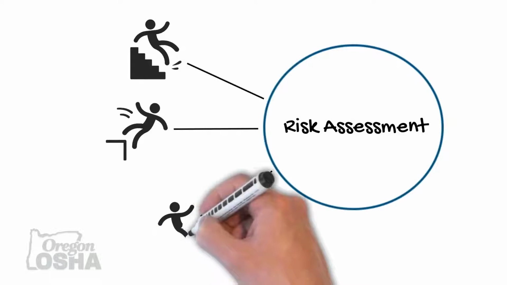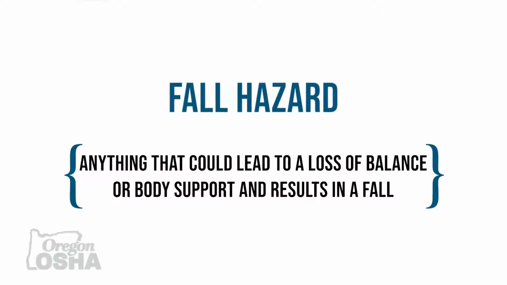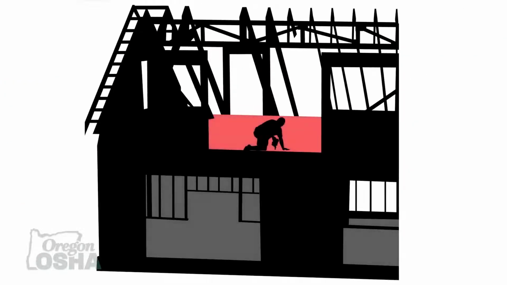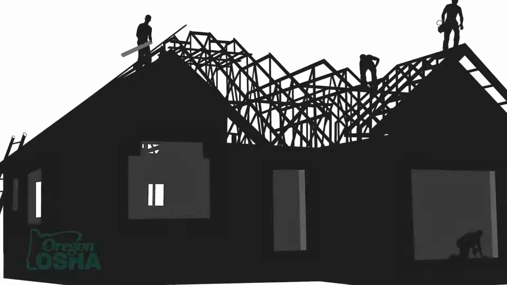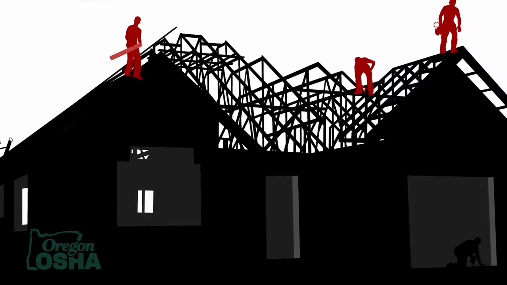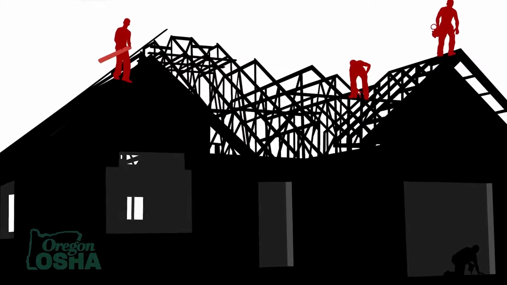Let's start by defining what a fall hazard is. A fall hazard is anything that can lead to a loss of balance or body support and results in a fall. Common examples of fall hazards include unprotected sides and edges, floor holes, and wall openings. So you'll want to start with identifying any task where workers may be exposed to fall hazards, which involves reviewing worksite plans and assessing the work area as a whole.